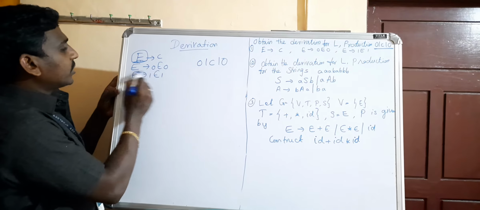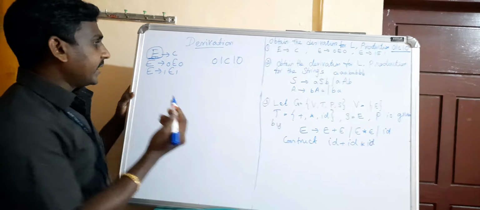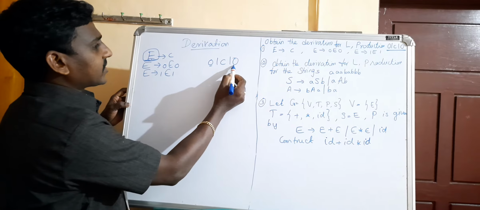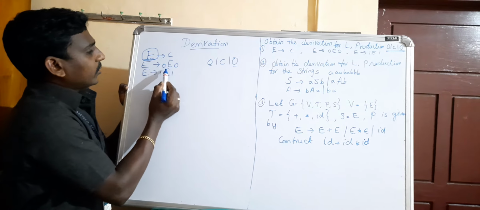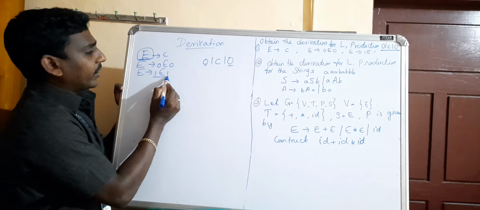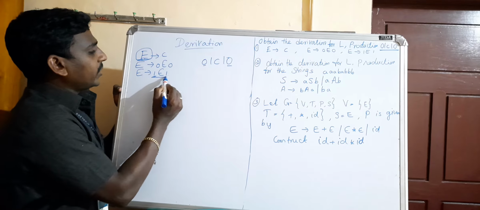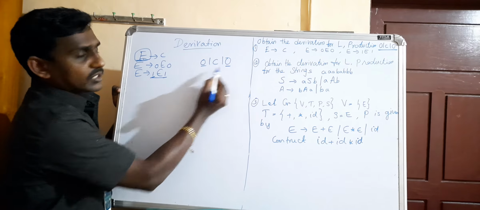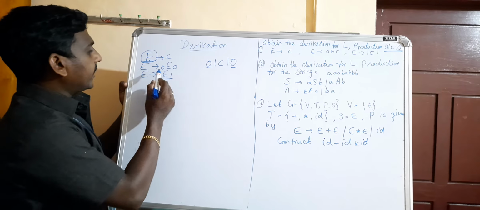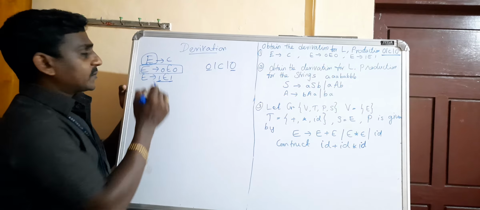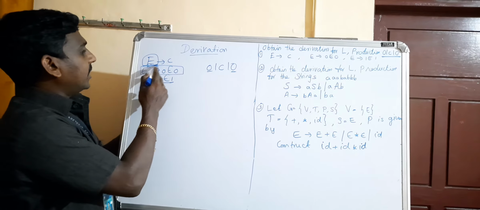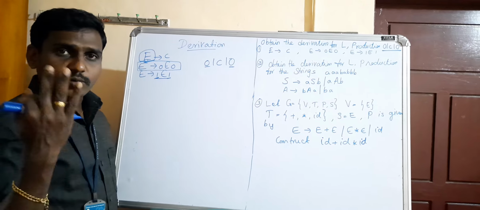So E has 3 productions, and I can take any one. Since the given string has first 0 and last 0, I cannot take the production that gives first 1 and last 1, but I can take the one with first 0 and last 0. Expanding the start symbol, what is the start symbol? E. I have 3 productions for E.